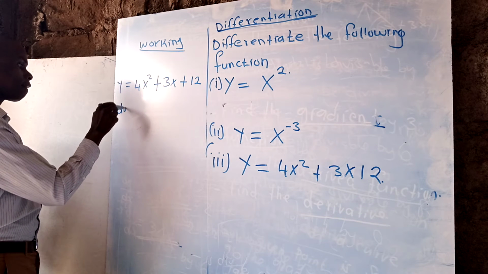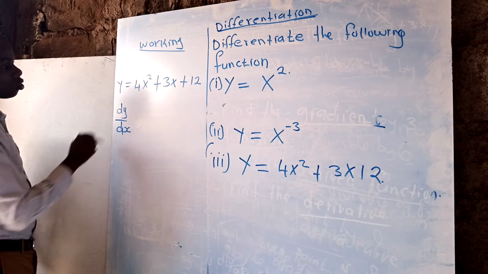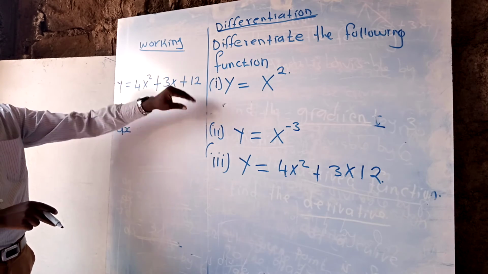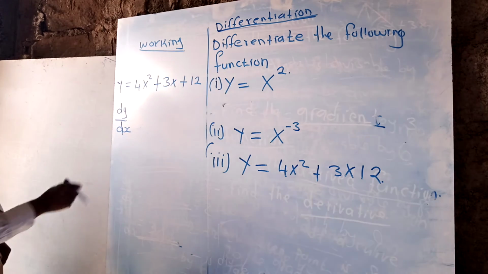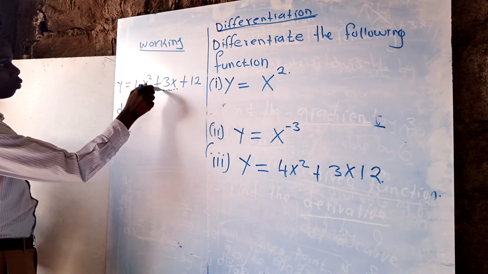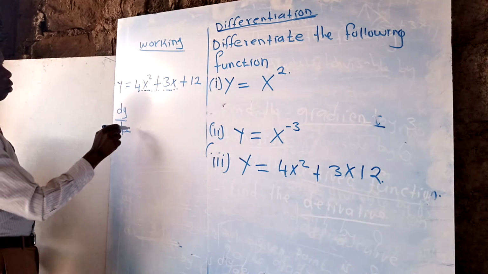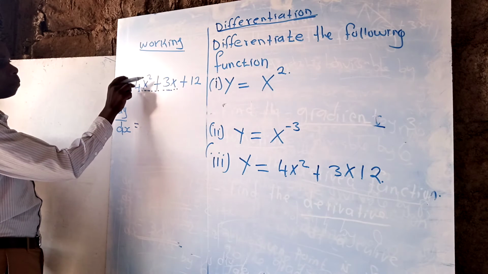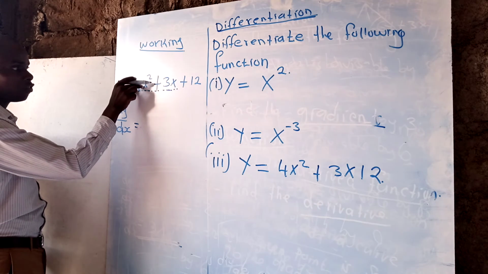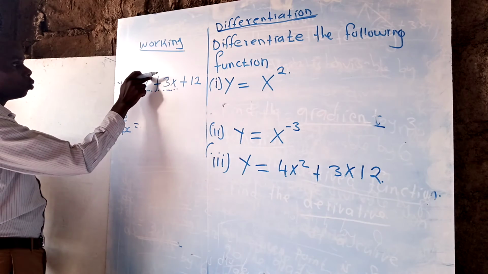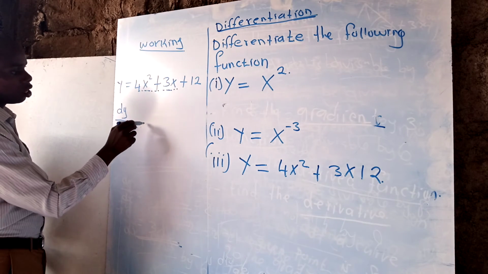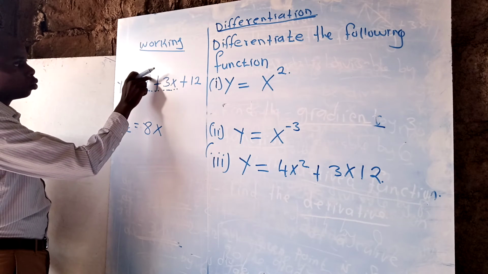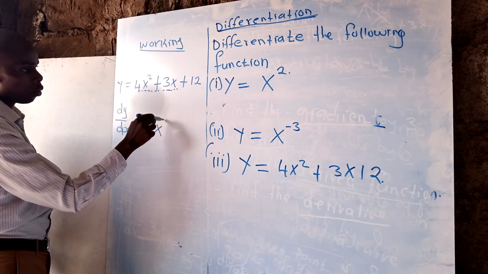So dy over dx: we are going to differentiate only where we have x. Here we don't have the value of x, so we're not going to differentiate this. So we differentiate up to this point where we have x. This is the power. This power, we multiply with the coefficient which is here, in this case 4. So 2 times 4 is going to be 8, so it's going to be 8x. This is 2, take away 1, it's going to be 1.